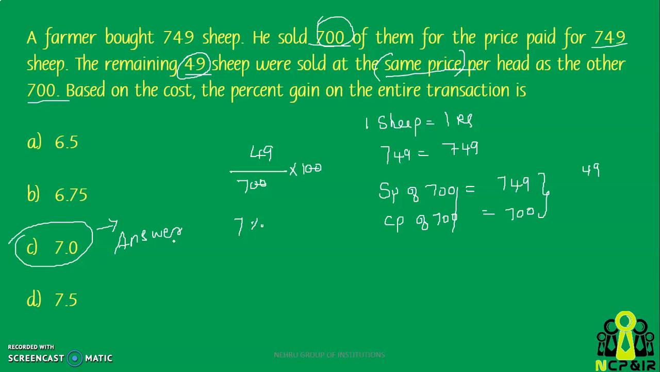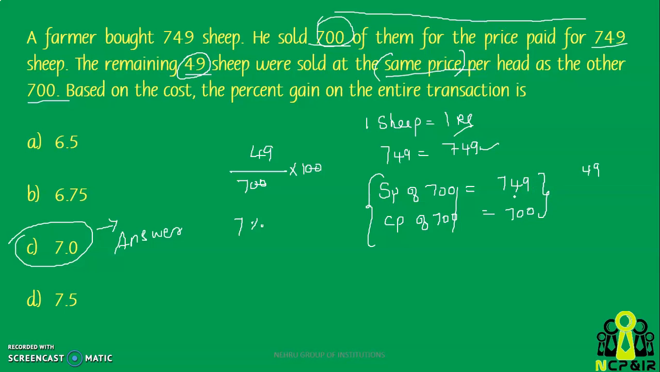Hope you are clear with this. Let me explain this once again. What we are doing in this case is, we are assuming the cost of one sheep as 1 rupee, and so we come to know 749 sheep will cost 749. This is very important: the selling price of 700 sheep, because it's given here. He sold 700 of them for the price of 749. So 700 is sold for 749, and the cost price of 700 will be 700.